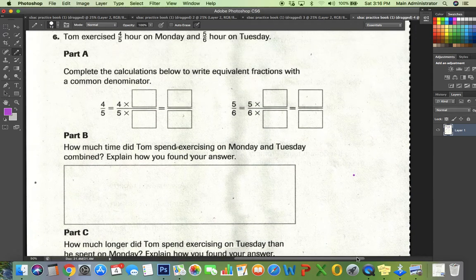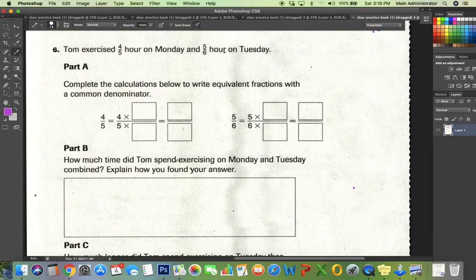Tom exercised 4/5 of an hour on Monday and 5/6 of an hour on Tuesday. Complete the calculations below to write equivalent fractions with a common denominator. Okay, I have to make a common denominator. So if I've got this 5 and this 6, I can start listing multiples of 5: 5, 10, 15, 20, 25, 30. 6, 12, 18, 24, 30. So it looks like they're both 30. I'm going to make these denominators be 30.